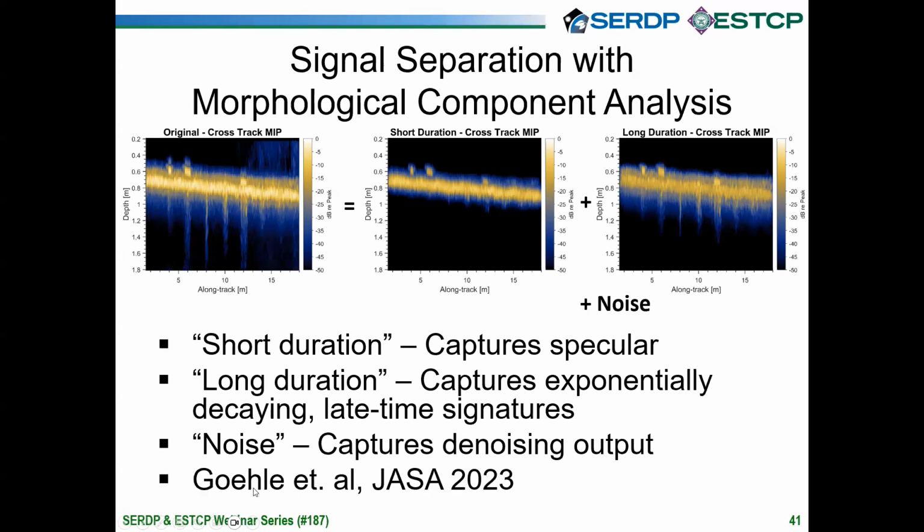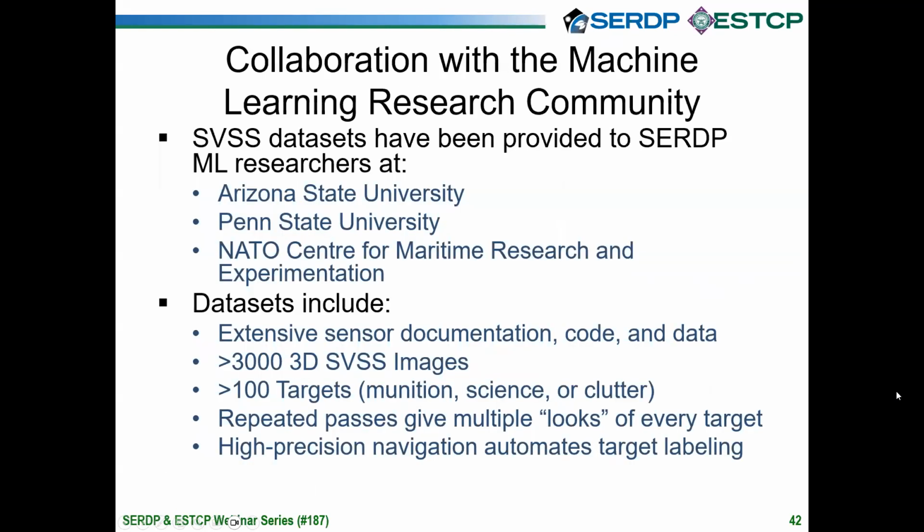If you're interested in understanding more about this technique, I would point you to Jeff Gailey's paper. Jeff Gailey has been leading a lot of the development here on these techniques, supported by Ben Cowan as well, and we all have a recent JASA article out that shows some of this. So we've been collaborating heavily with the machine learning research community. The SVSS data sets have been provided to machine learning researchers at Arizona State, at Penn State, and at the NATO Center for Maritime Research and Experimentation.